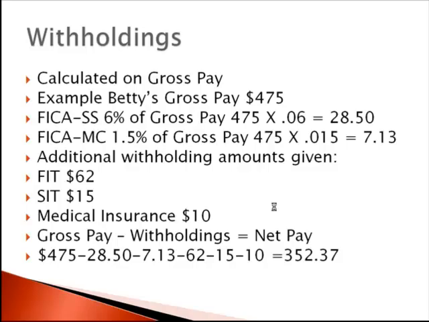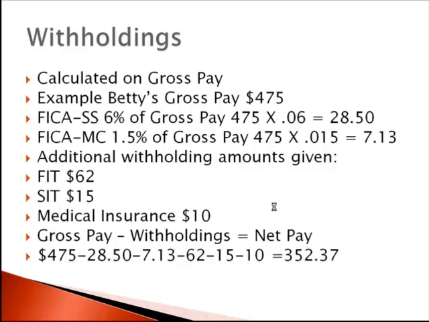Betty had made $475. And so the first thing we're going to do is calculate her Social Security tax from her gross pay. And all we do is take gross pay times 6% in this case, which is the percentage we'll be using to calculate Social Security tax. And $475 gross pay times 6% shows a tax for Social Security for this paycheck for Betty of $28.50.